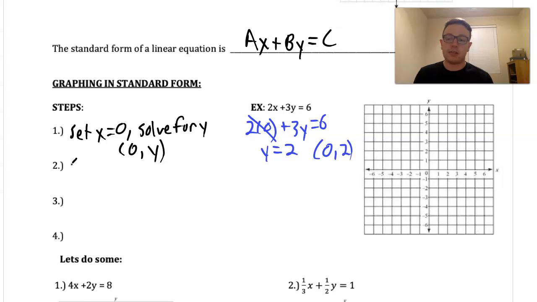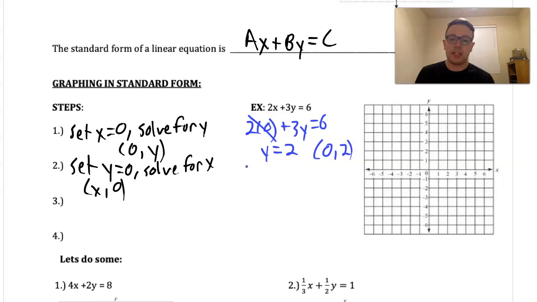Next thing we're going to do is set y equal to 0 and solve for x. This is going to give us the point (x, 0), or our x-intercept. So this time we get 2x plus 3 times 0 is equal to 6. You can cancel that out, leaving 2x is equal to 6, or x is equal to 3. So this gives us the point (3, 0).